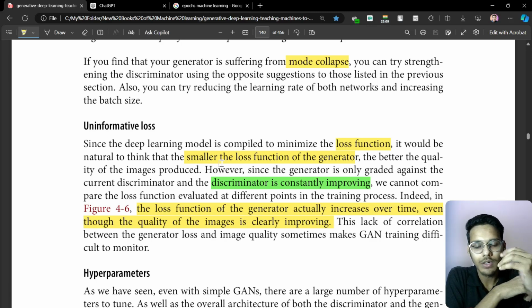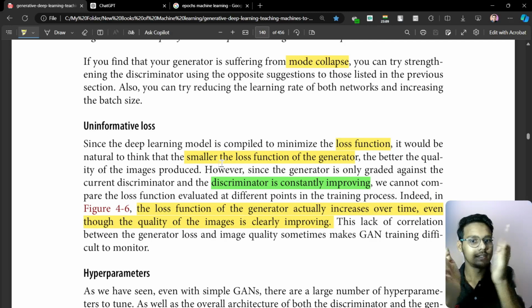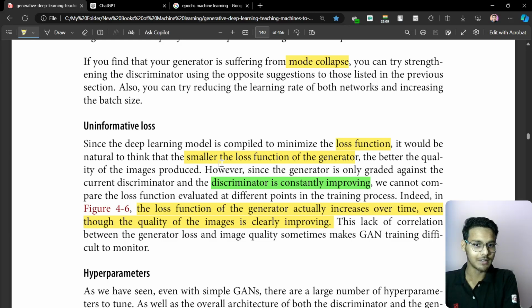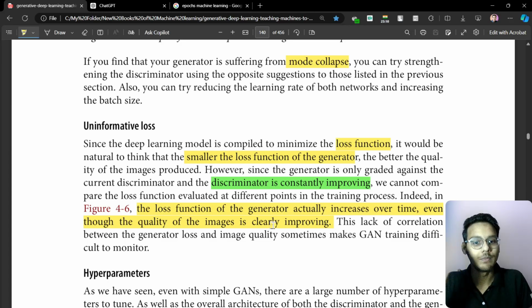So it is somewhat opposite, that the discriminator is constantly able to see that this is the fake and this is the real one. So it is actually doing the same thing, but the things are opposite, guys. The loss function of the generator actually increases over time, even though the quality of the images is clearly improving.